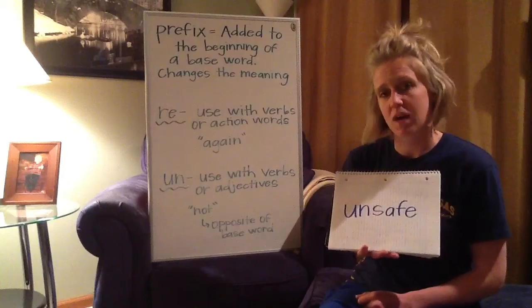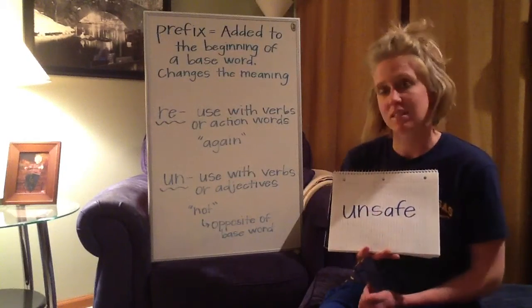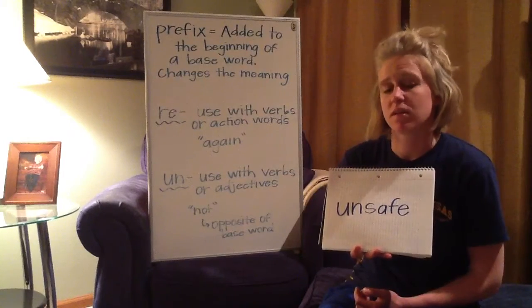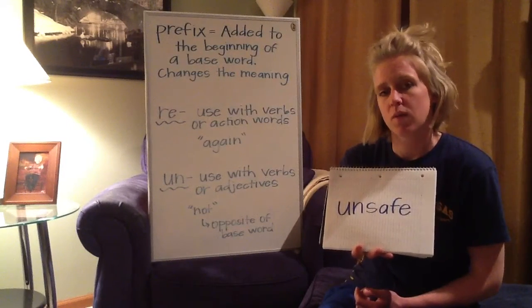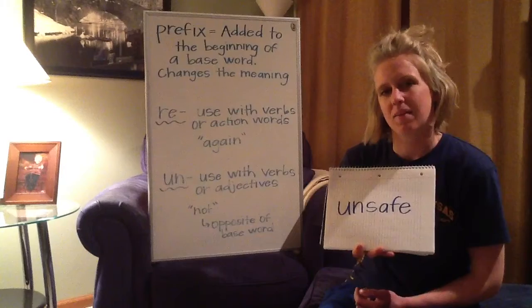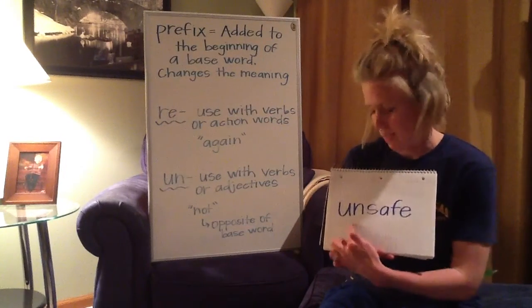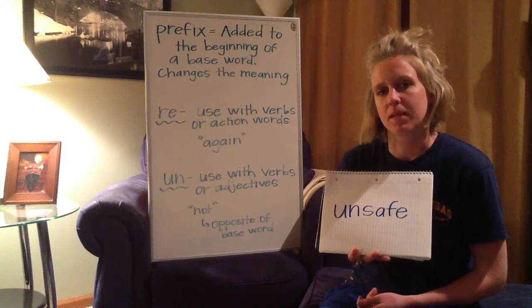So if I'm describing a street as unsafe, then I'm saying it is not safe unless you have an adult with you. So what I want you to do is get with your groups again and come up with at least 4 more words that have the prefix un at the beginning. I'll give you a couple minutes to do that.